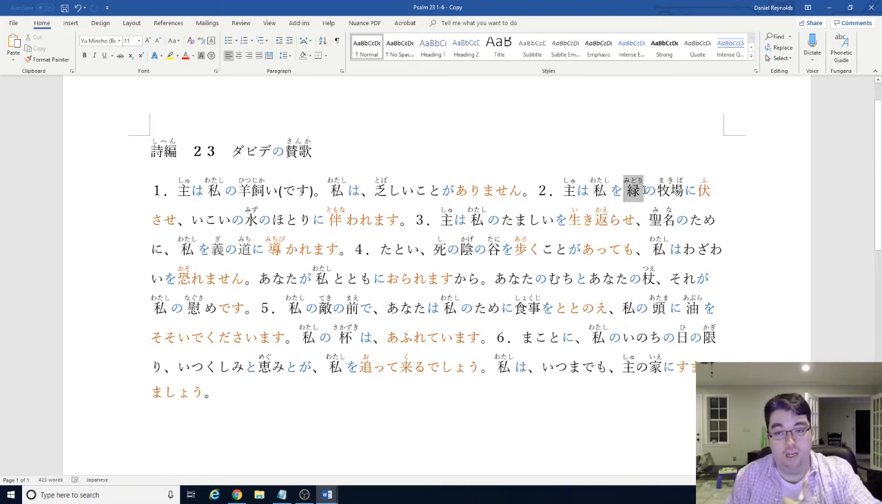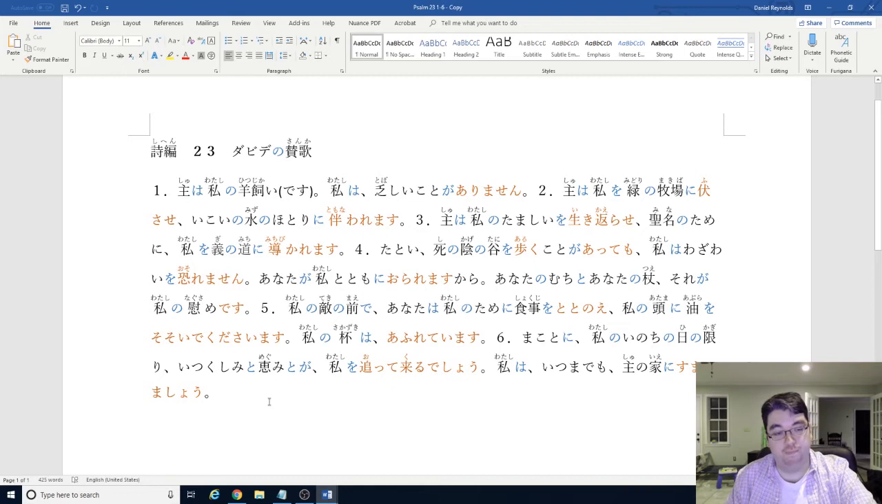Midori, which is green. The apostrophe shows relation, ownership. So midori no makiba, makiba meaning pasture land. Ni means at. This is another particle. So again, you have green, no, pasture. That's just a green pasture land at. So you're at a green pasture land.